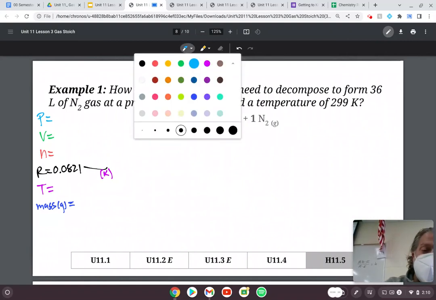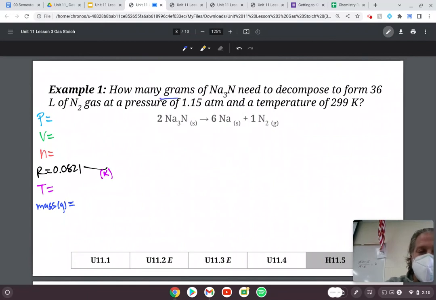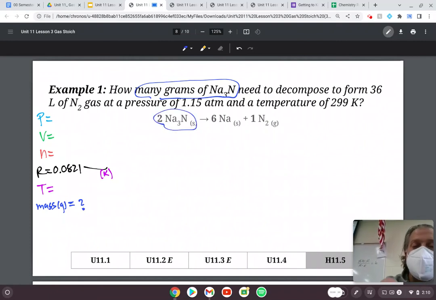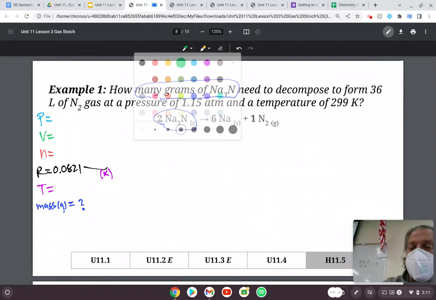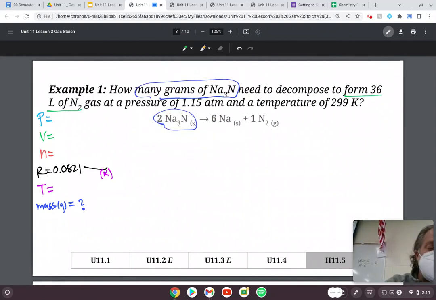So the problem says how many grams of NaN3 are needed to decompose in order to form 36 liters of gas. So we're going to be solving for grams in this problem. And according to what I've been given, or what I can identify, we're forming 36 liters of N2. So I have 36 liters of N2. The gas happens to be measured at a pressure of 1.15 atm.